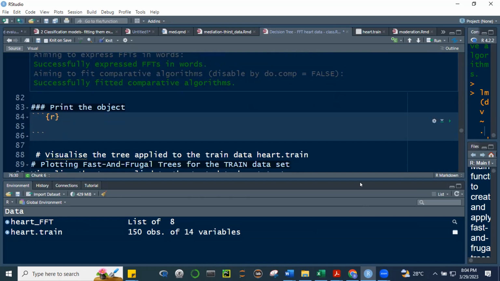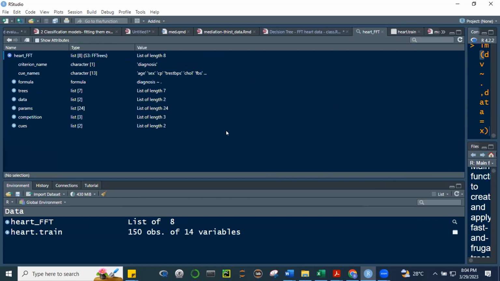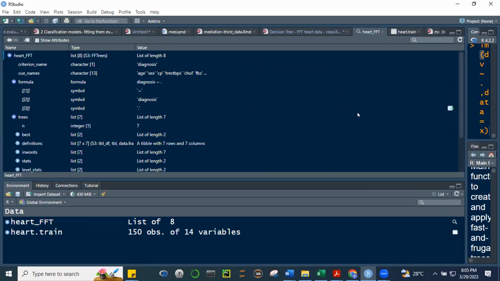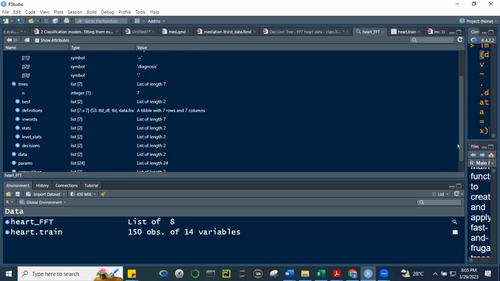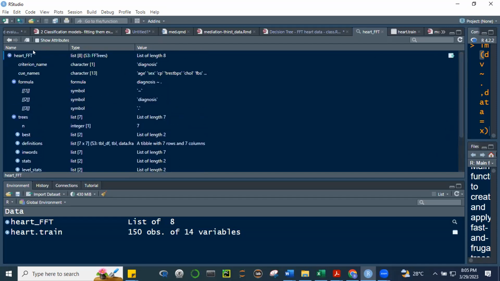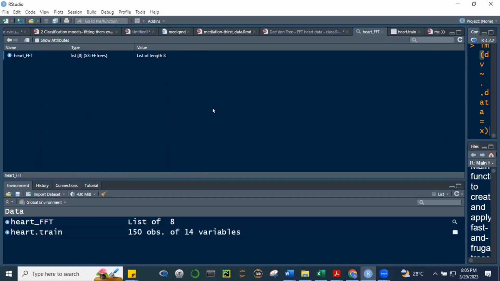All right? Let's see what kind of data this is. It's a list, consisting of this: the criterion name, the cue names, the independent variables. Here's the formula, let's look at it: diagnosis. Here are the trees also. It says 7 trees were created, and others. So this heart FFT object has a lot of content.